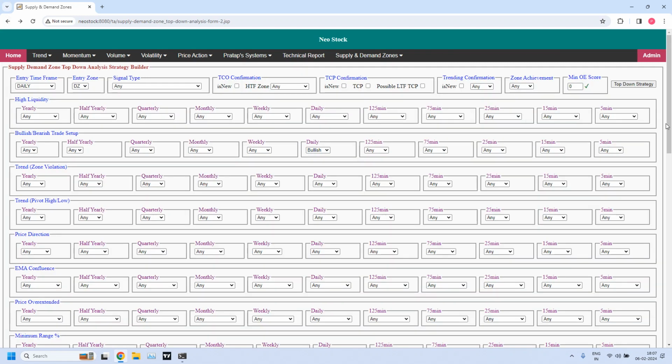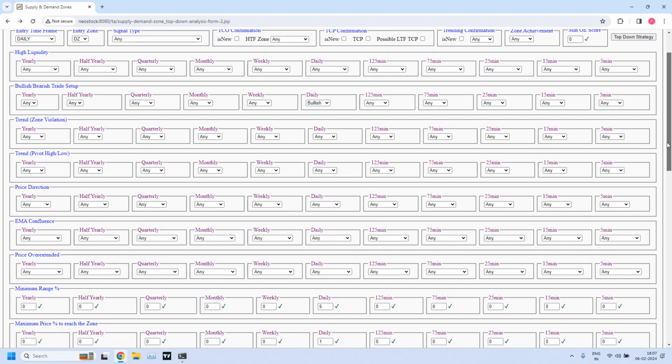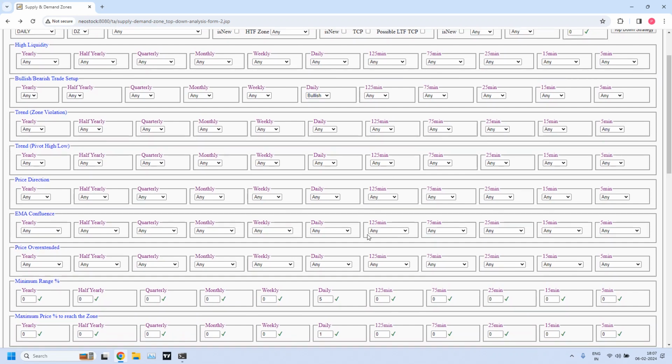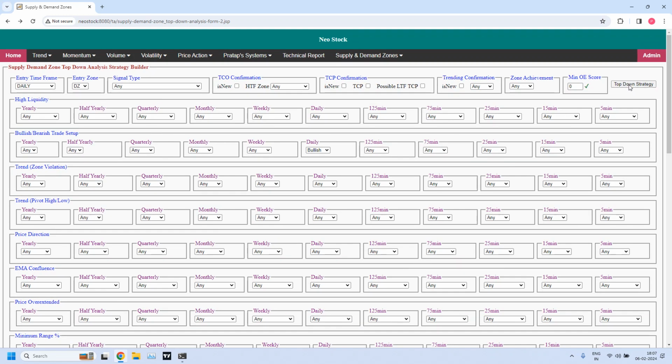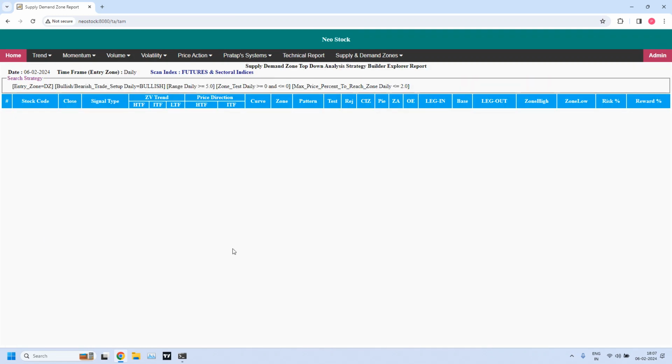So let me go back. What we do, we will change 1% to 2%. That means within 2% to the demand zone. Are there any stocks? Within the 2% zone also there are no stocks near to the demand zone. All the zones are fresh, having test count 0. And within 2% we didn't find any.